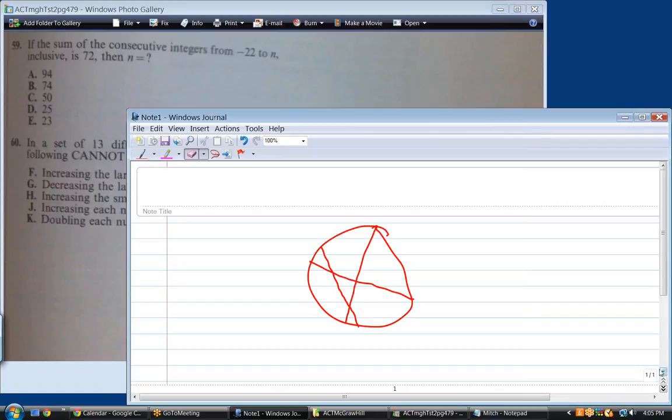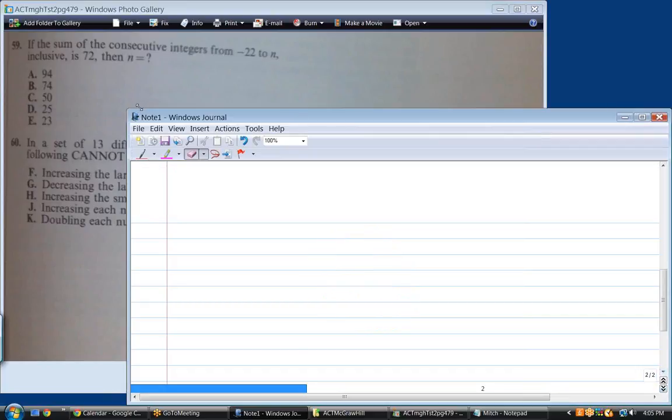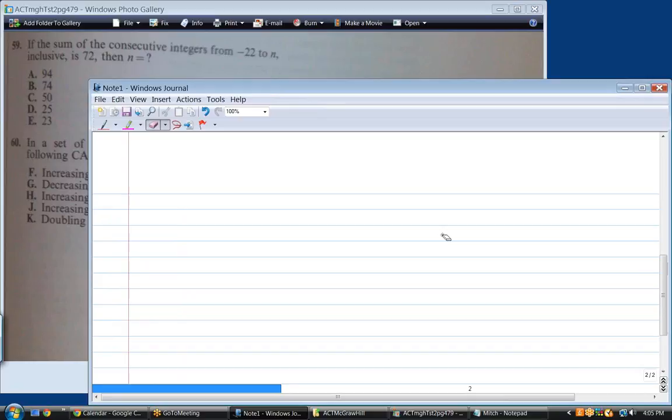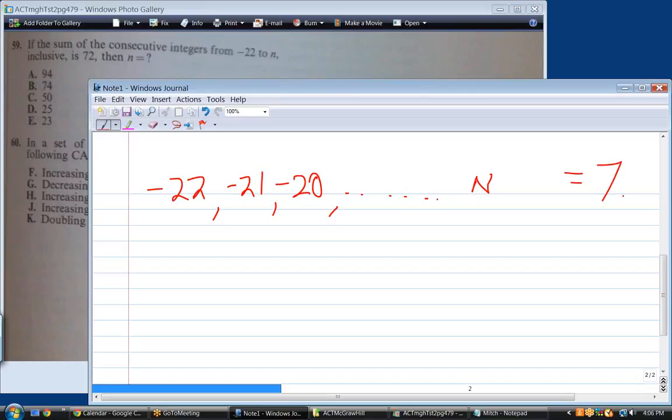All right. This is kind of a fun problem. I see this quite a bit on the ACT test. And it's meant to be a really hard problem, but it really is not a hard problem. Let's look at it. Basically, they want to know that if I took consecutive integers through some n and added them all up, and I get 72, can I easily figure out what n is?